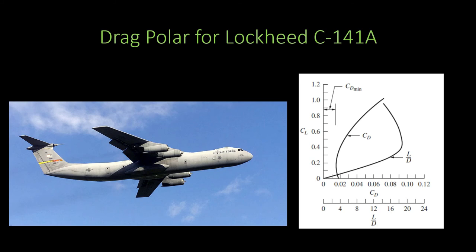Now let us have a look at the drag polar of a real aircraft. We have some data for Lockheed C-141. For Lockheed C-141, this is how the drag polar looks like, and here we have taken CL on y-axis and CD on x-axis. If you observe carefully, here CD naught is not the minimum drag. Minimum drag is coming somewhere here. CD naught is coming out to be 0.017 at CL equal to 0, and the minimum value of CD is coming out to be 0.015, where CL is equal to 0.16.